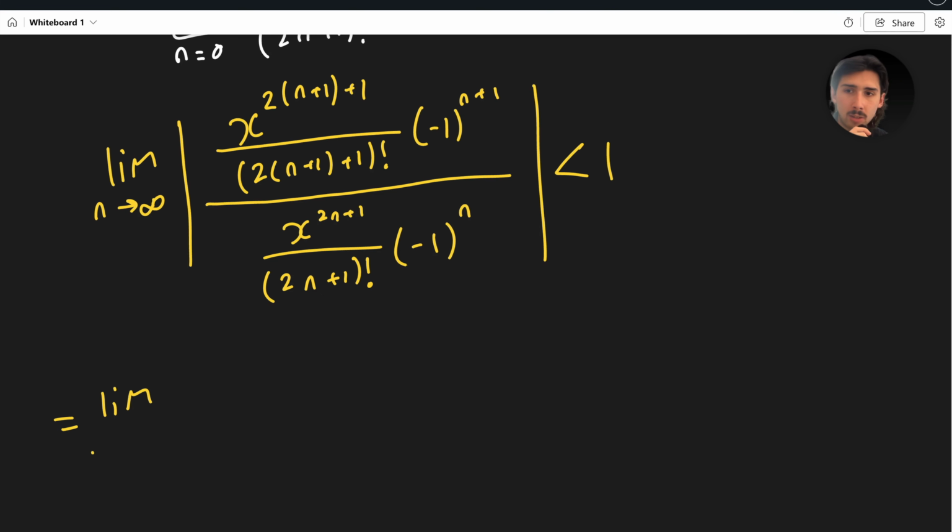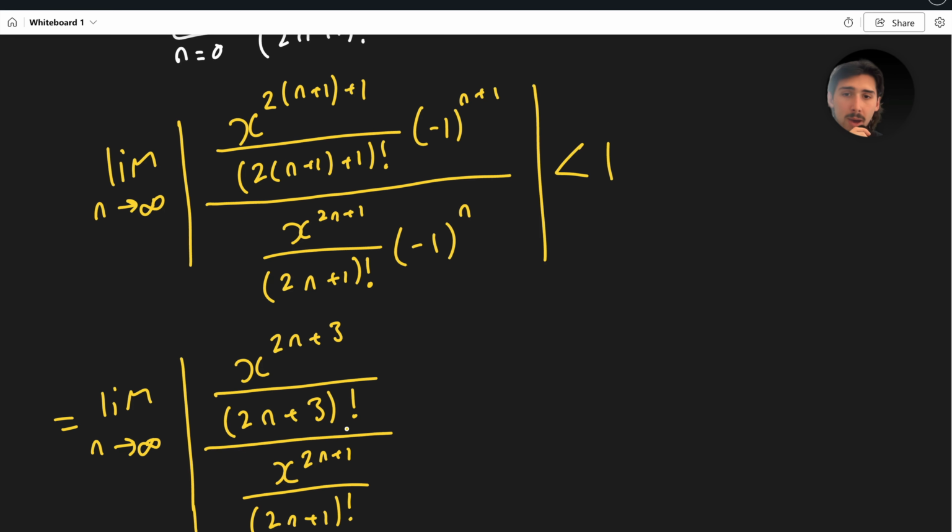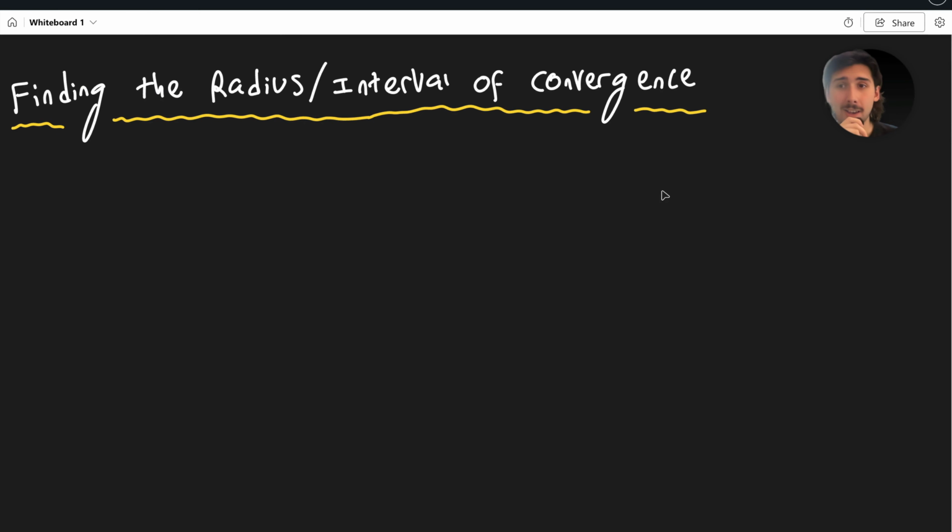So we have the limit as n goes to infinity of the absolute value of, what have we got? Let's simplify. We have x to the power of 2n plus 2 plus 1, so it's going to be 2n plus 3, divided by 2n plus 3 factorial. And again, I'm going to ignore that minus 1 because it's in the absolute value, so it's irrelevant. And I'm going to be dividing this by x to the power of 2n plus 1 divided by 2n plus 1 factorial, once again ignoring the minus 1 to the power of n. And I need this to be less than 1 still.